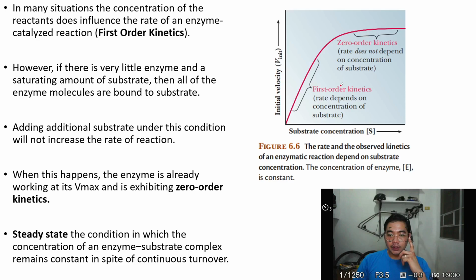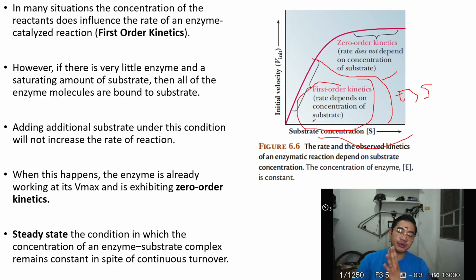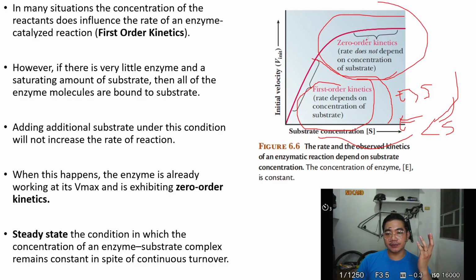So if you look here at your first order kinetics, the rate depends on the concentration of the substrate. Your first order kinetics is dependent on the fact that your enzyme concentration is still greater than your substrate. Eventually, as the substrate keeps being produced, the substrate concentration becomes greater than your enzyme. No? And that's your zero order kinetics already.